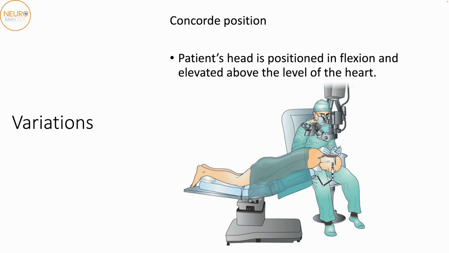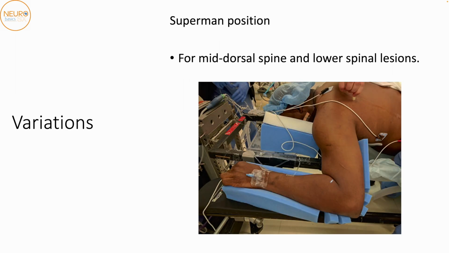There are a few variations of the prone position which are important. So this example is of a Concorde position. In a Concorde position, instead of operating from the top end of the head, usually the surgeon operates from the lateral aspect, from the side. A Concorde position can be achieved by first elevating the head end and then putting the neck in flexion. That's the basic idea. Elevate the head end and put the neck in flexion to achieve the Concorde position.